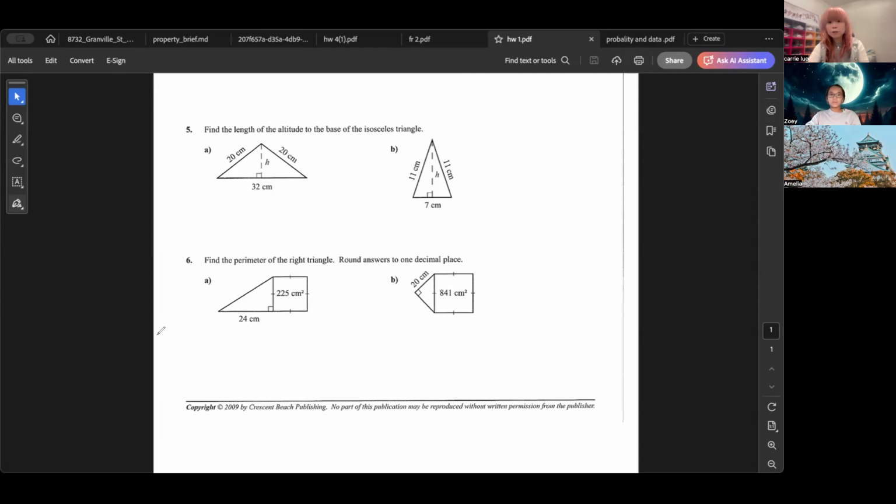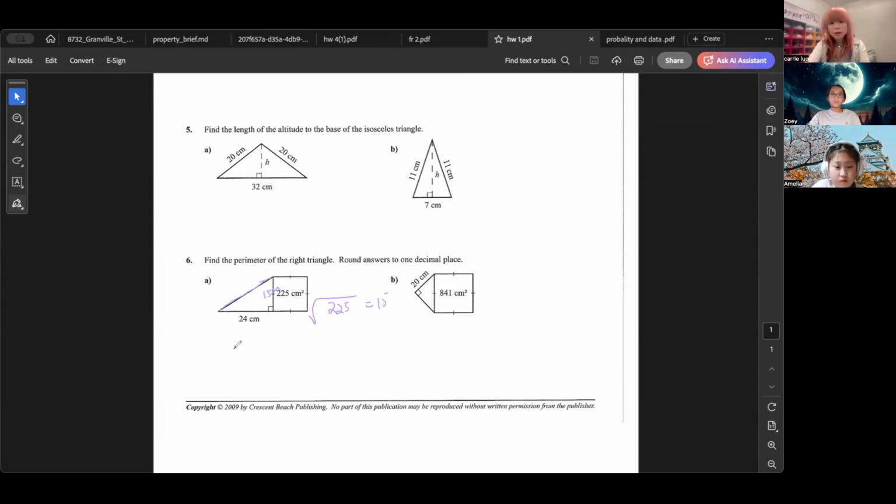Okay, I'm going to give you a little bit of help. Amelia, I don't know if you'll be able to find the square root of 225. The square root of 225 is 15. Okay, very good. So that means this side is 15 centimeters, right? In order to find the perimeter of this right triangle, we need to know this line, correct?